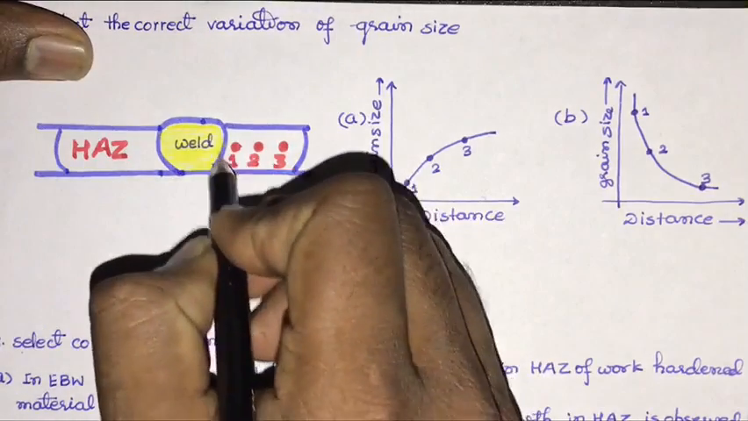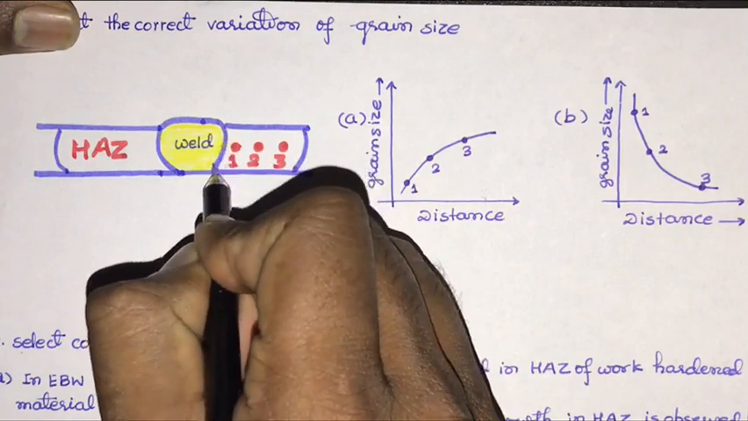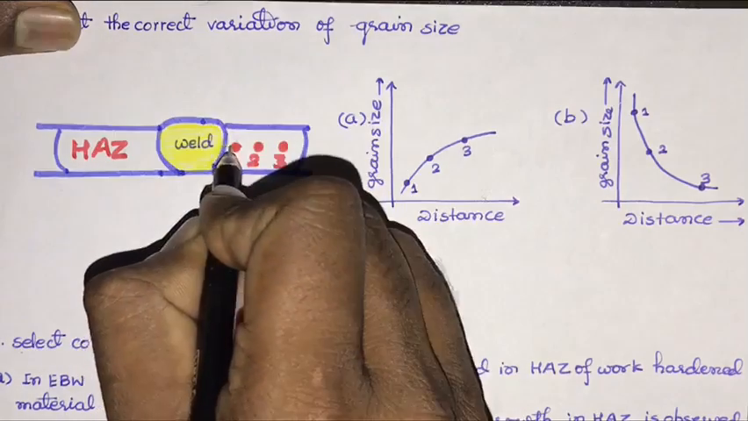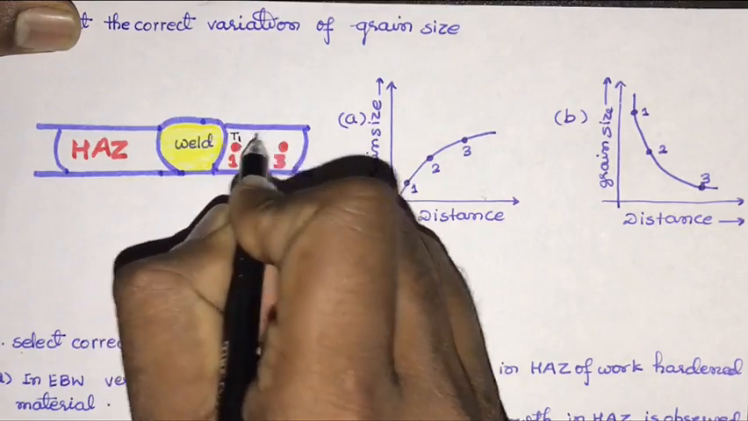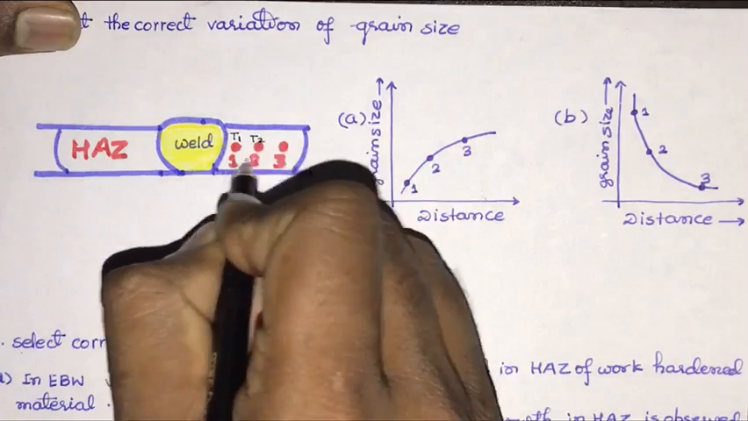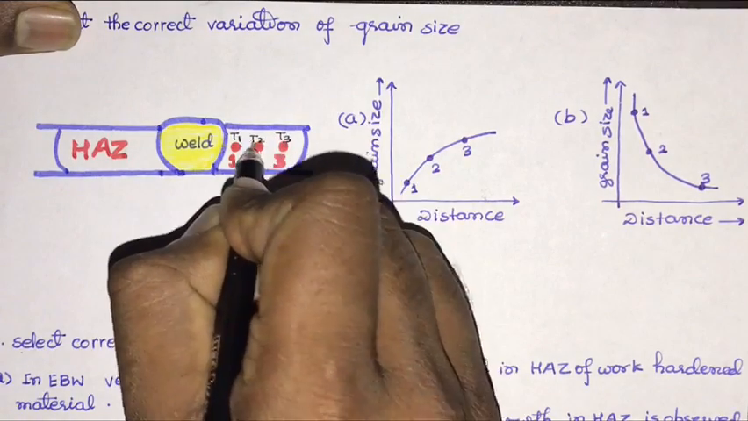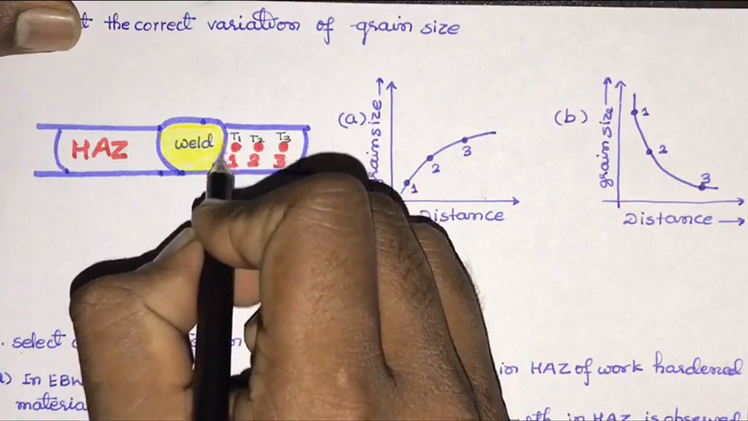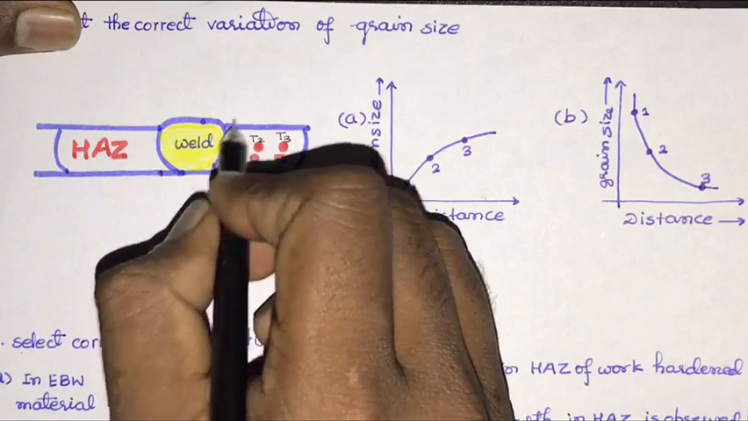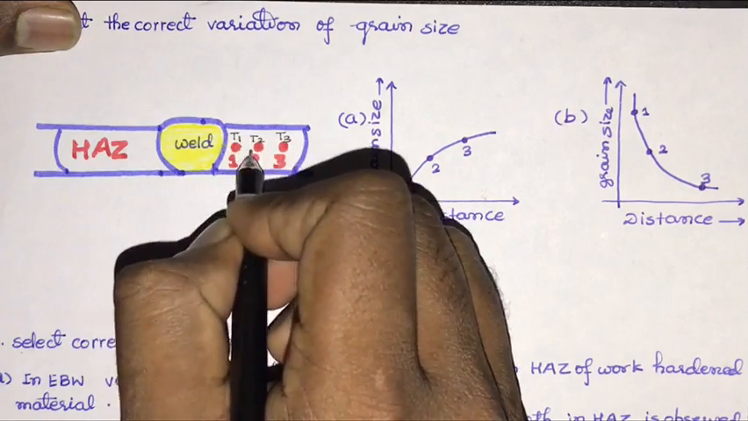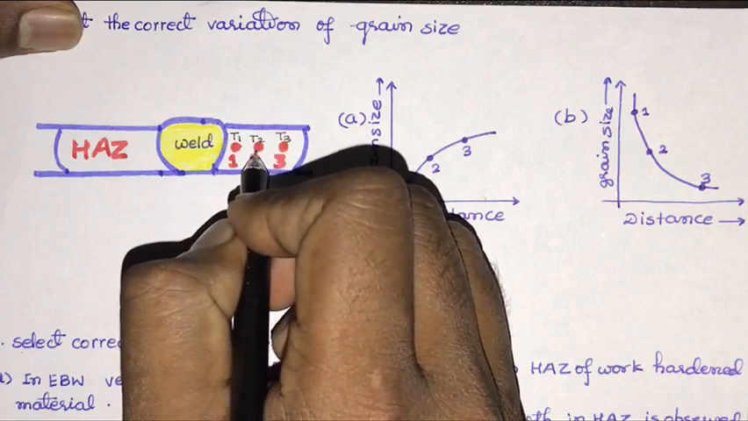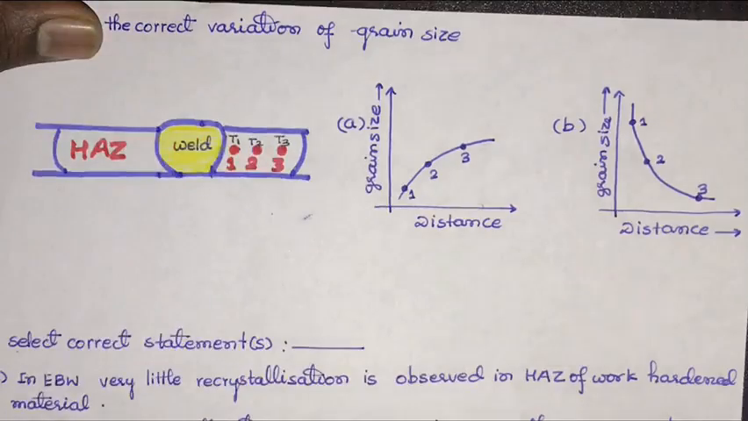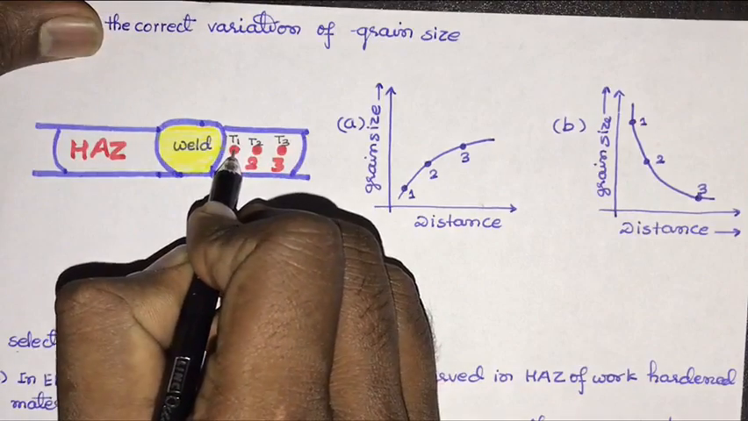We know that the closer to the fusion boundary, the higher the temperature. T1 is the highest, T2 is lower than T1 and T3 is even lower than T2. So closer to the fusion boundary, the higher the peak temperature, and materials will stay longer at higher temperature.